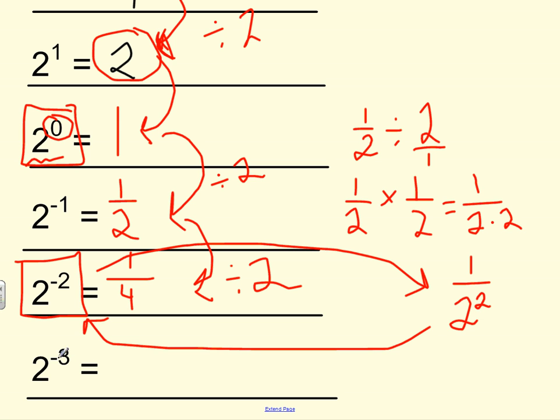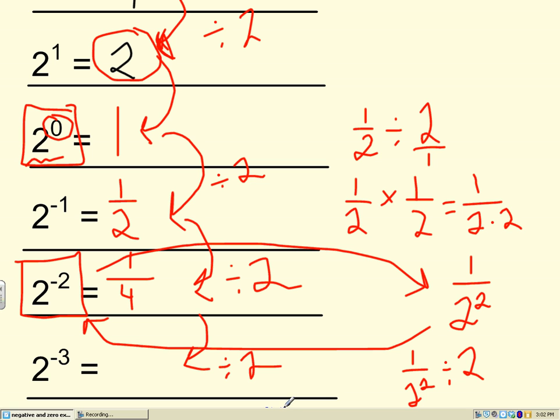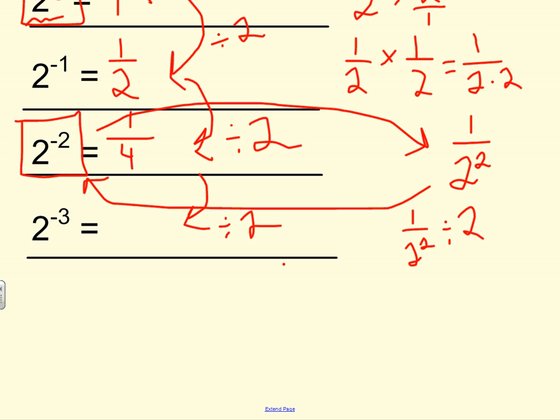If I have 2 to the negative third, well now I'm taking 1 over 2 squared, and I'm going to divide it by 2 once again. So if I divide that by 2, hang on, extend my page to give me some more room.